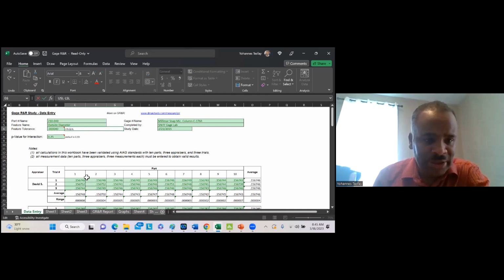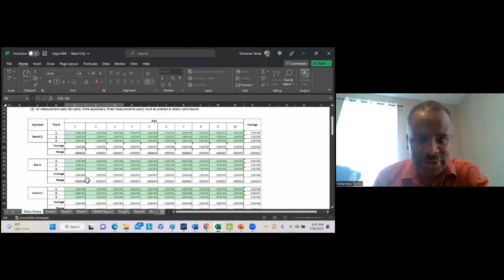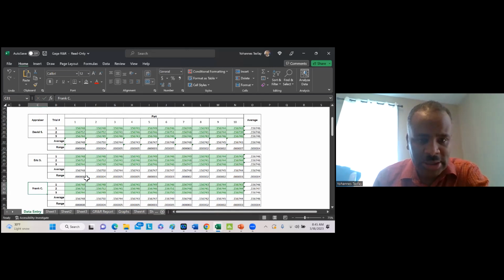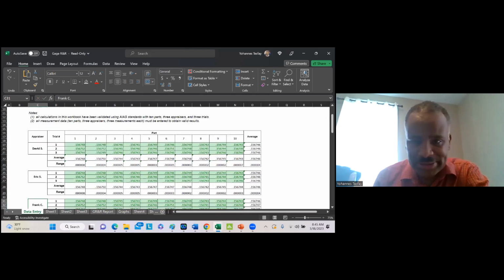Now, there are 3 engineers or operators: David, Eric, and Frank. So these are the parts. How many parts do they measure? 10 parts. How many times is each part measured? 3 times.